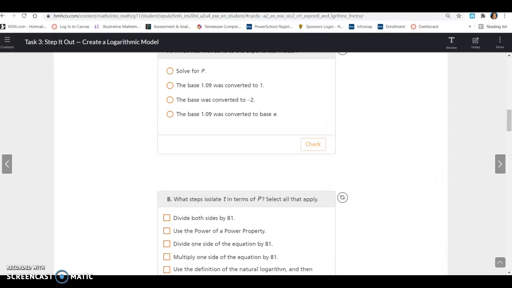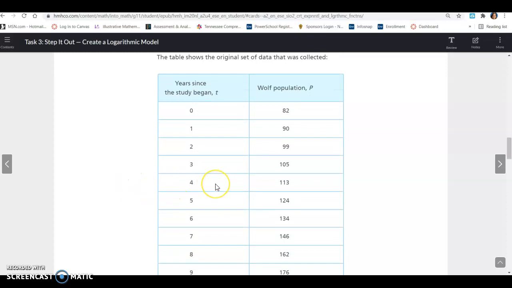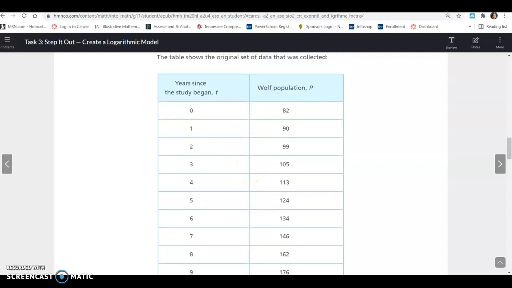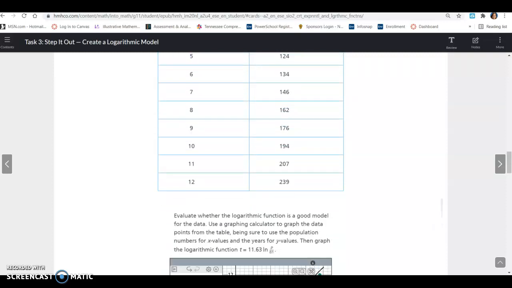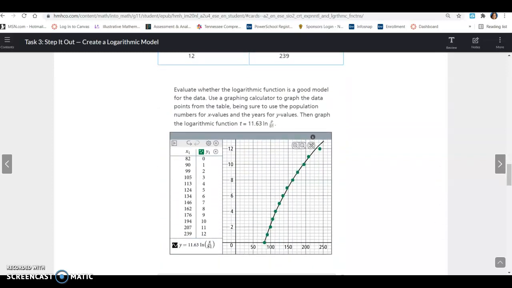We're going to skip through some of this. All I want you to know is that you can use your calculator to graph both exponential and logarithmic functions. All right, so this is the ordered pairs from your exponential model above, the equation that we've seen at the very top. And what they want you to do is create a logarithmic model.